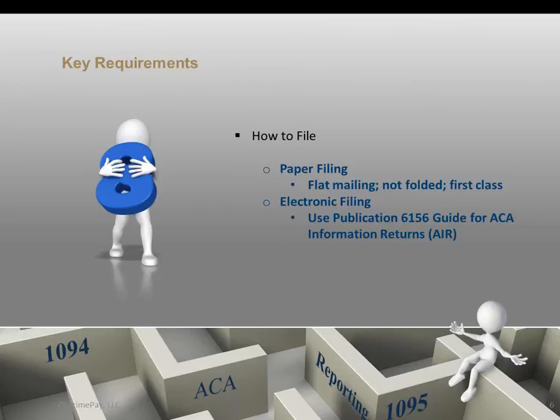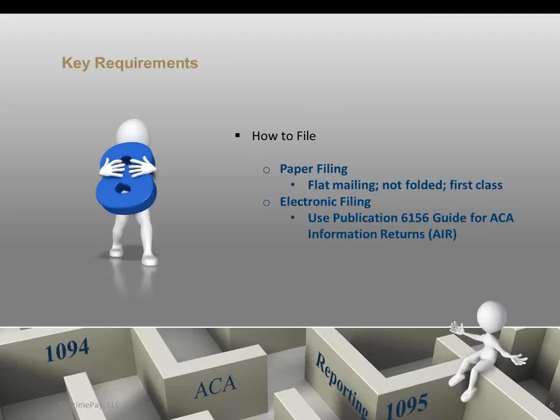So basically what the IRS has clarified is, how are you supposed to file? The deadline for filing, if you file manually or by paper, is the end of February of 2016 for the 2015 plan year or return year, calendar year, I should say. And for electronic filing, it would be the end of March, for all electronic filing.